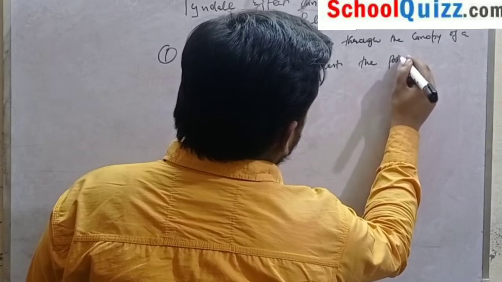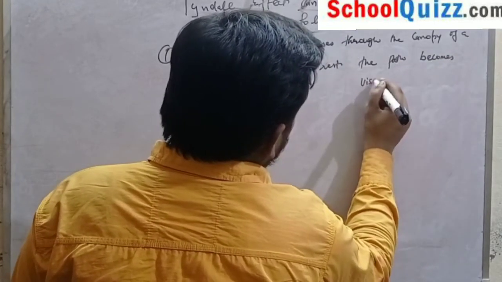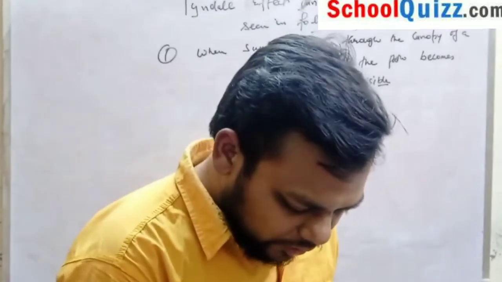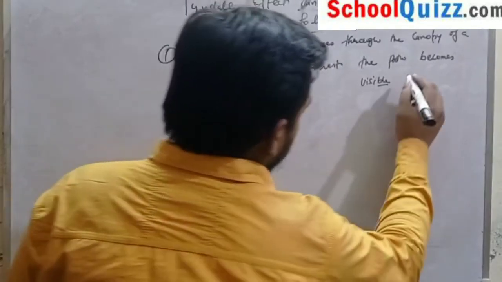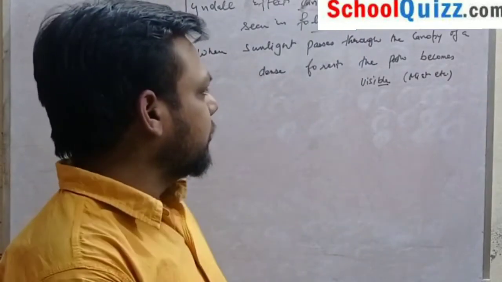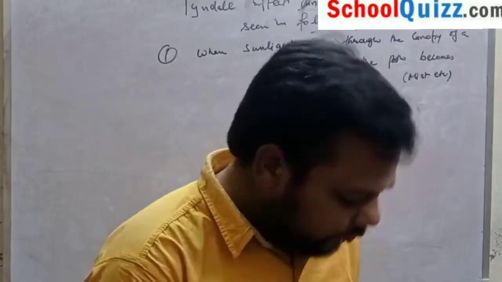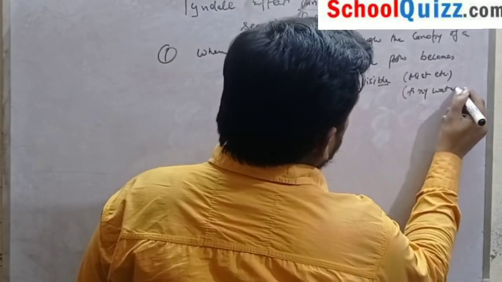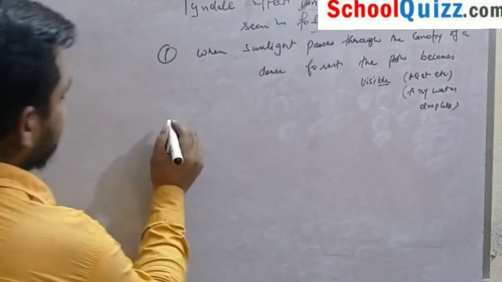The path becomes visible, like due to mist etc. There are dust particles due to which the path becomes visible. Or we can say tiny water droplets.